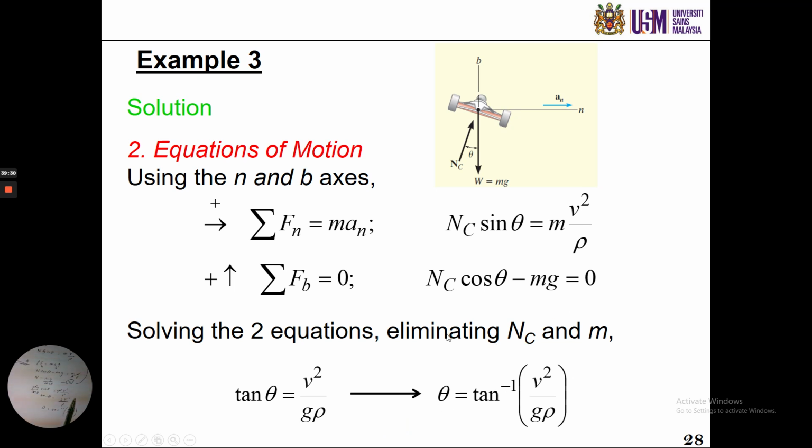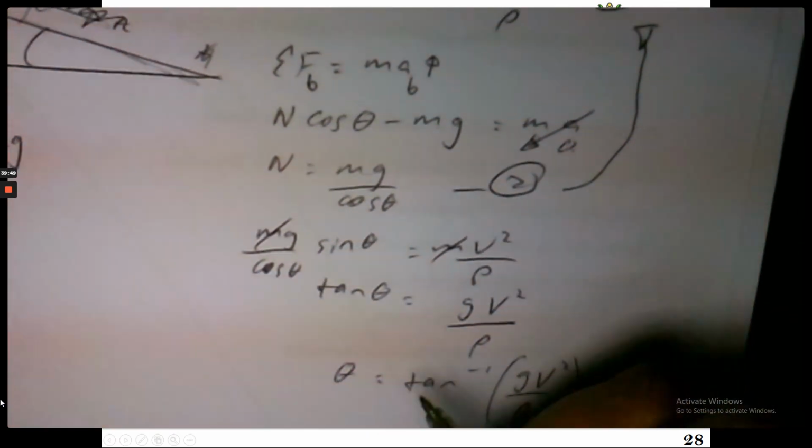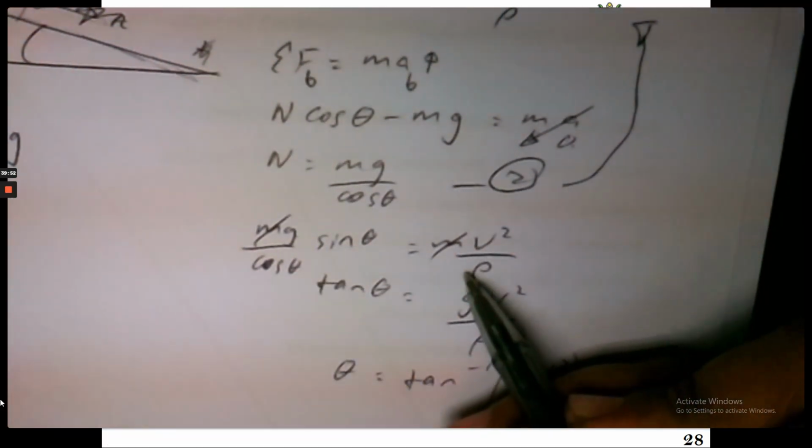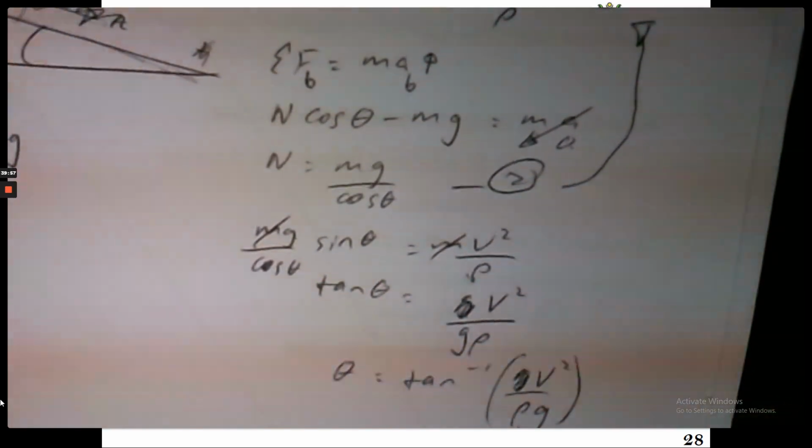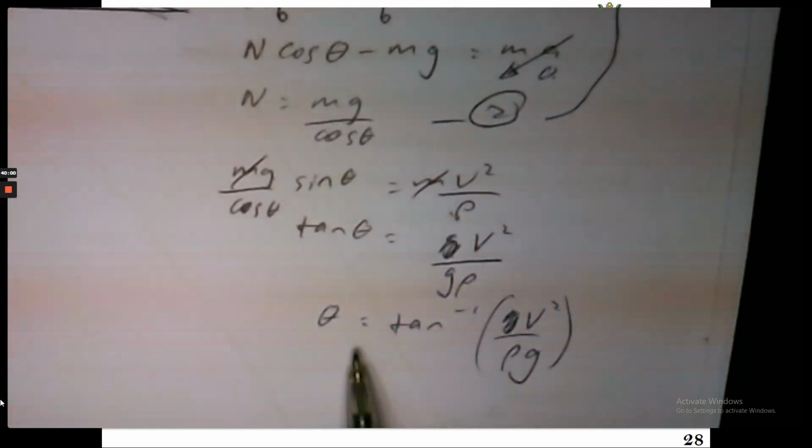So NC cosine theta minus mg, and then solve these both, so we get v squared. Hold on, I think I got it wrong, where the g here should have gone down here, so g there and g there. Alright, so theta equals inverse tangent of v squared divided by rho g.